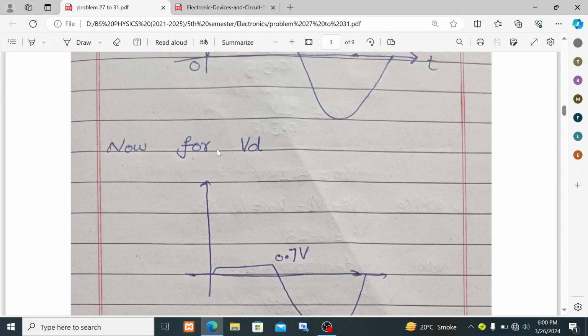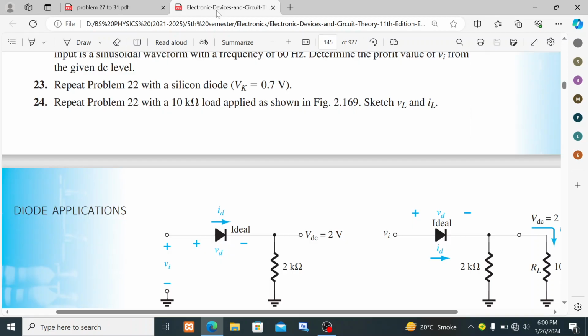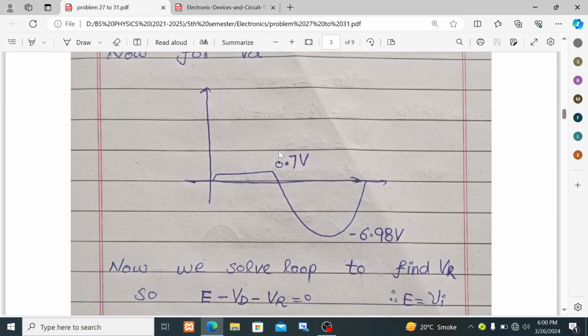Now for Vd, as I told you, Vd for the positive cycle will be 0.7 because here the diode is not ideal. So if the diode is not ideal, then for a silicon diode the potential drop will be 0.7 volt for the positive cycle, and for the negative cycle no current flows and Vd will become equal to Vi, which will be negative. So we plot this one as 0.7 volt for the positive cycle and minus 6.98 volt for the negative cycle.